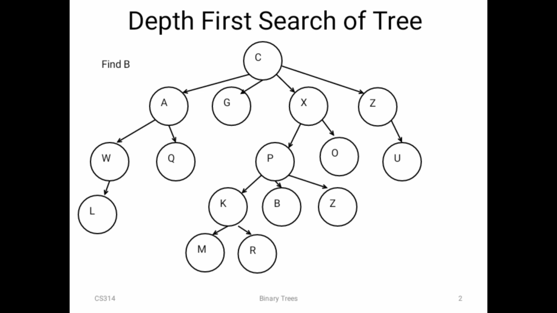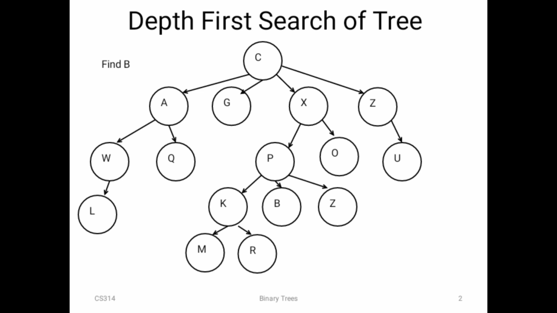Then again we move back to the previous vertex and there are no adjacent vertices here. Again we move back to vertex A. From vertex A there is one unvisited vertex, that is Q. You visit that vertex, mark it as visited, and you move back to the initial vertex C, and from C there is one more unvisited vertex, that is G. Mark it as visited, and from G there are no more vertices to be visited, so move back to vertex C.